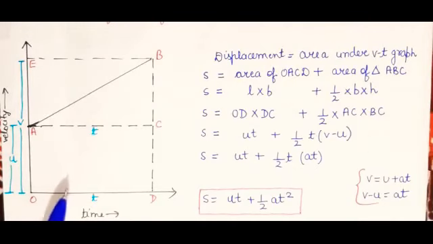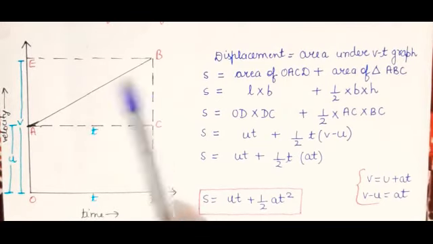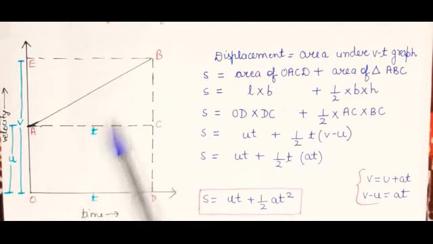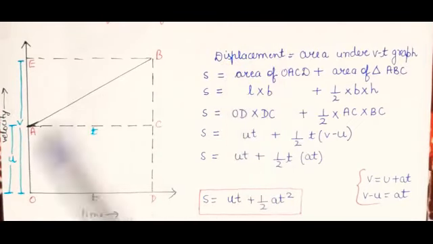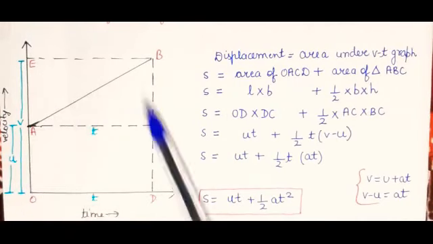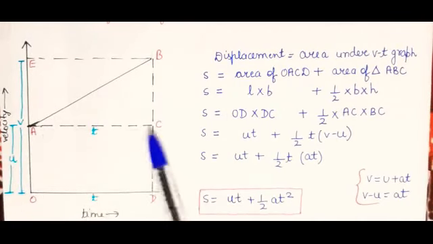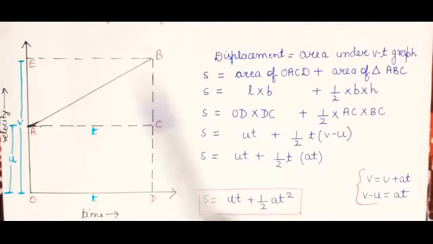The same graph that I drew in the first equation of motion, we will continue from the same graph. What is displacement? This area under the VT graph, this whole area, that is displacement. Now how to calculate this area of this VT graph? That is the area of this rectangular part plus the area of this triangle. Area of rectangle plus area of triangle gives the area of this VT graph. So displacement is equal to area under VT graph.